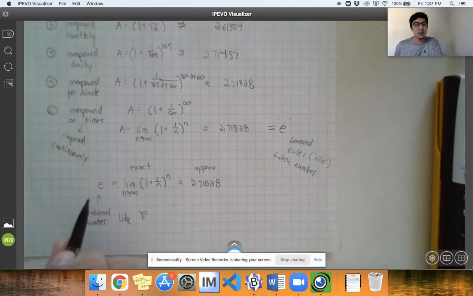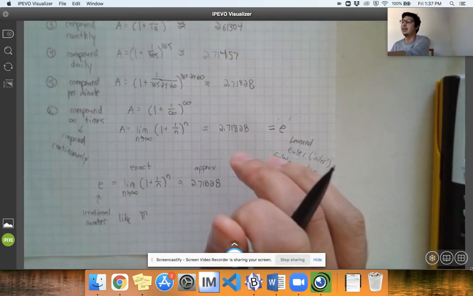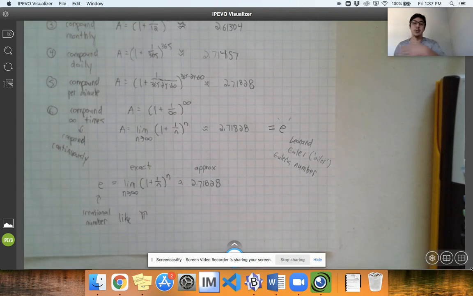But this number E is so important. It's going to come in handy a lot once we get back to that main idea of how do we do the derivatives of exponentials and the derivatives of log functions. All right? So that's what E is.